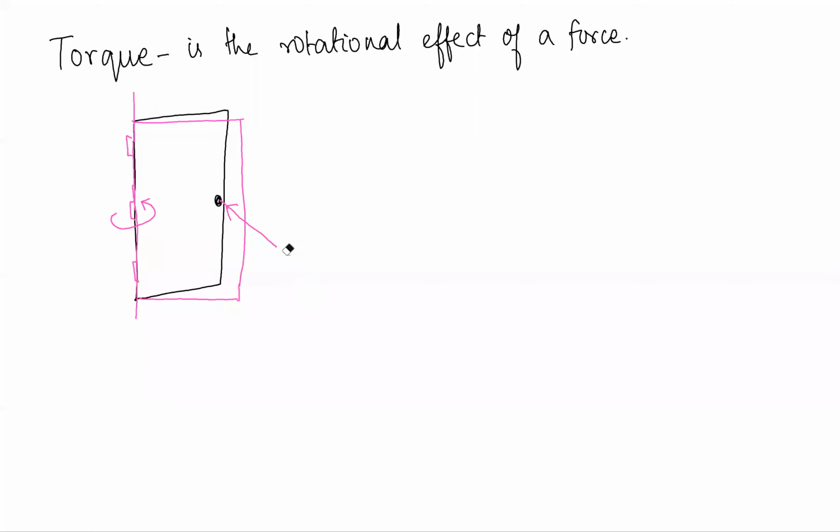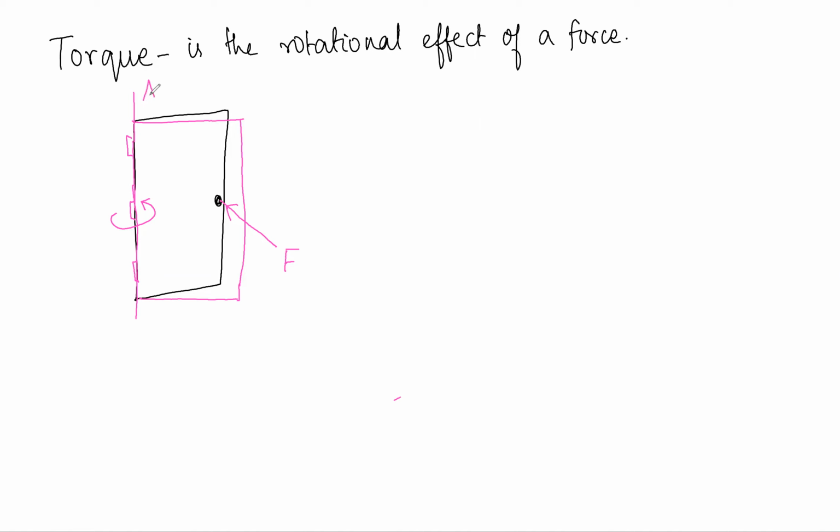Now keep in mind what a force can do. A force can move something, right? It can shift something, it can stop something. A force can cause some kind of motion. So if this door was not attached and you push the door, what would happen? The entire door would go forward. That is the effect of a force. If just the force was acting, then the entire door would go forward.